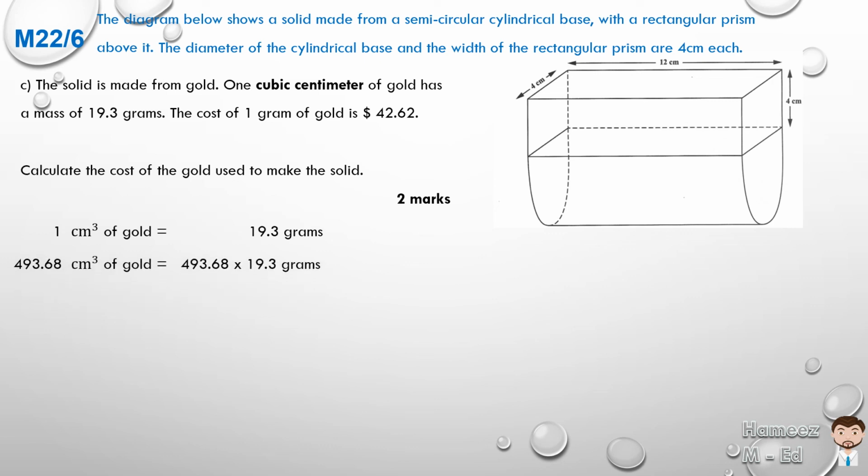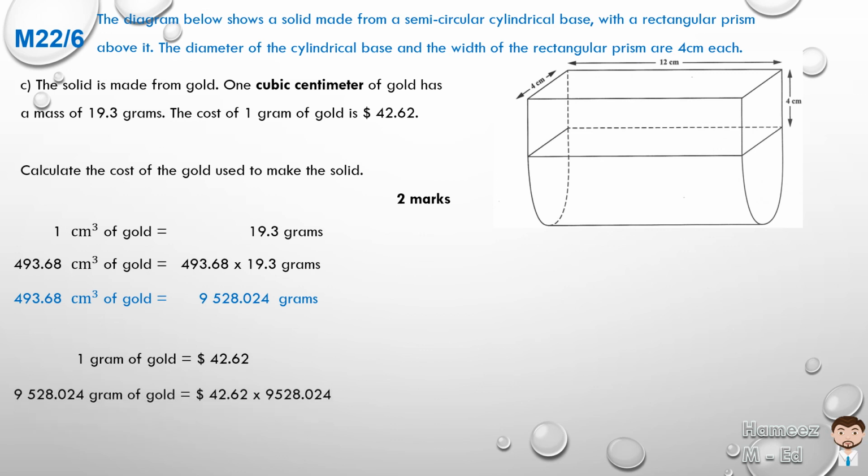And if we multiply by 19.3 grams, that will give us 9,528.024 grams of gold. And 1 gram of gold is worth $42.62. So 9,528.024 grams of gold will work out to be 42.62 times that. And that works out to be $406,084.38.